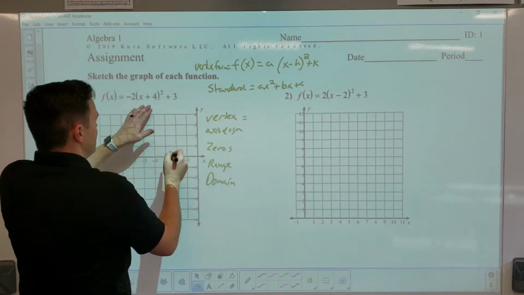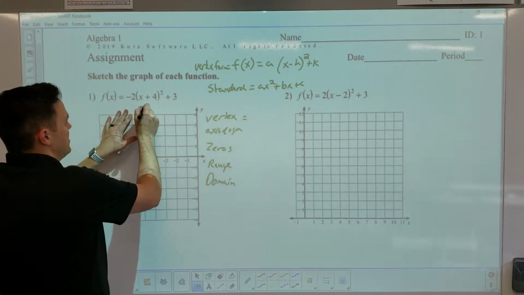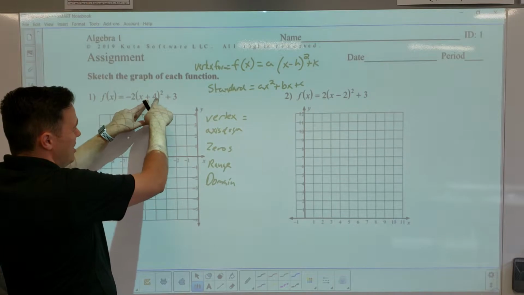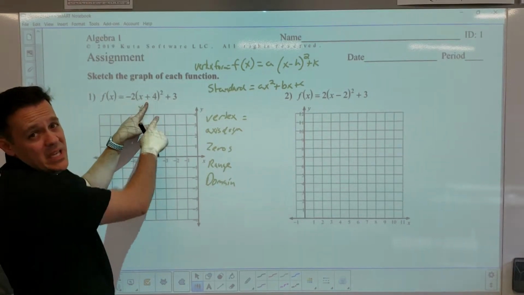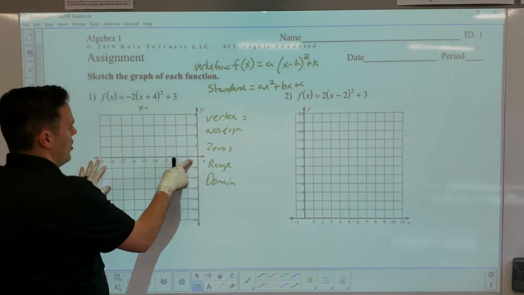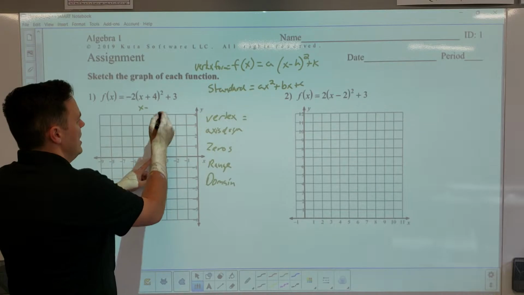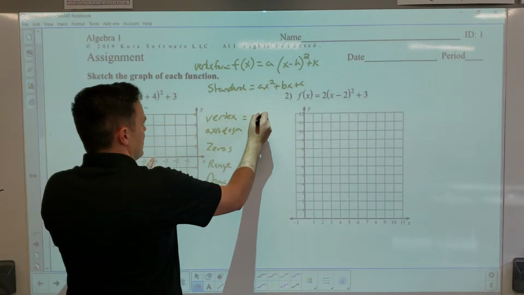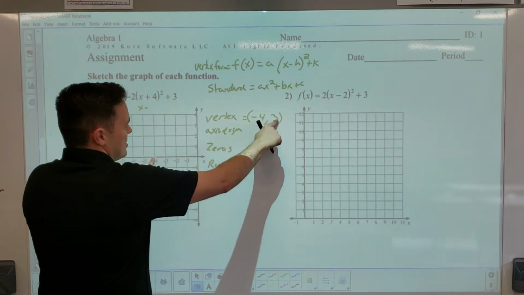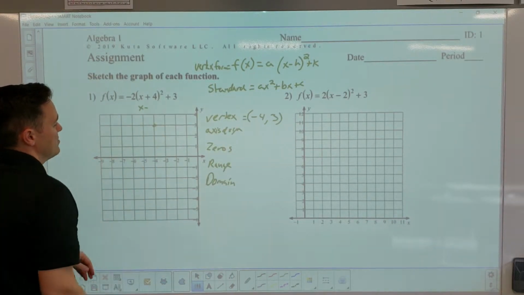Vertex. The vertex is the h, k, so the h value is 4. But remember, it's supposed to be x minus. If it's a plus here, that means this number has to be a negative to change this negative into a positive. So I know I'm going over 4, negative. If you look at how the graph is situated, you can only go over 4. And then the k is 3, which is the y value. So I go -4 over, up 3, so there's my vertex.